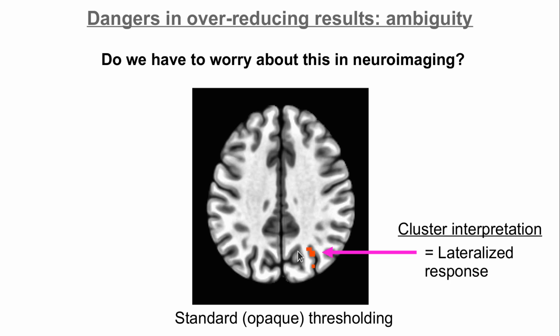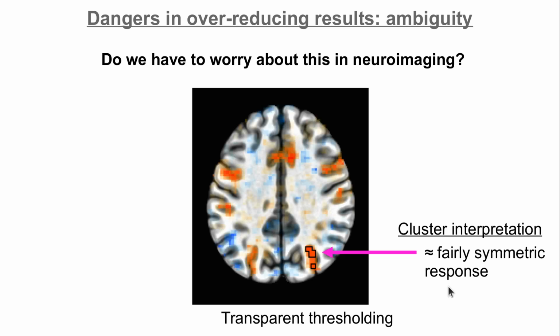Okay, do we have this problem in neuroimaging? Well, let's go back to that first case that we looked at, of our lateralized cluster that we see here. There's no cluster here, so that's our interpretation with standard opaque thresholding. But if we apply transparent thresholding, there's more information there, and actually it doesn't look so lateralized. The response looks fairly symmetric.